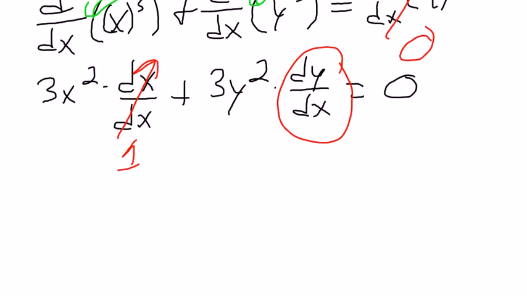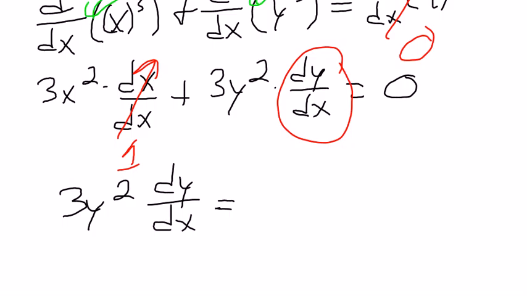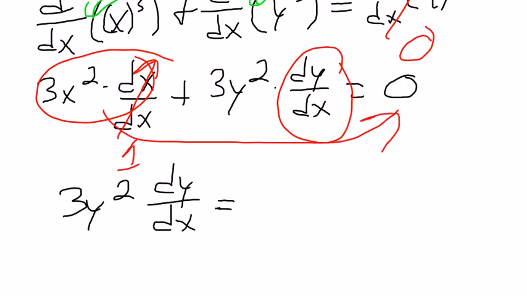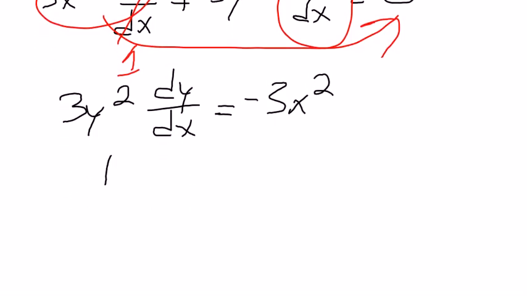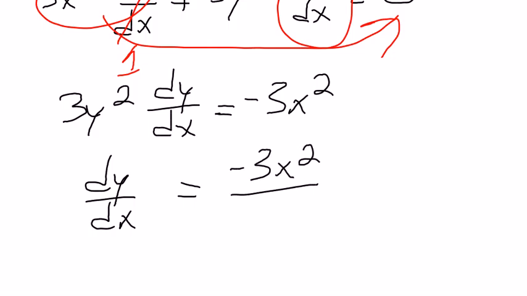So it's as simple as that. You're left with 3y squared dy/dx, and you take this whole piece here over to the other side, which leaves you with minus 3x squared. Solving for dy/dx is going to give you minus 3x squared over 3y squared, and this is what you're left with.